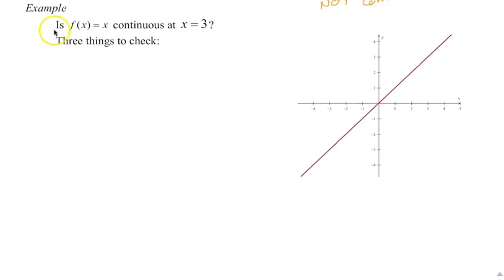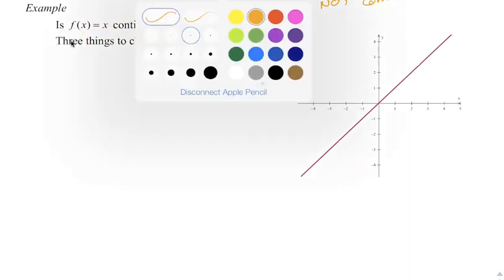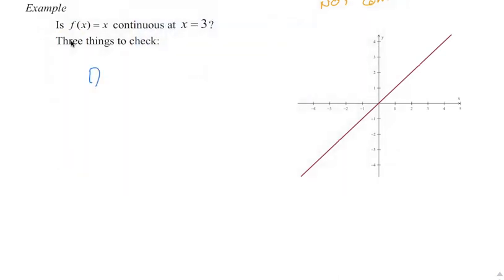So this is an example. Is f(x) equal to x continuous at the point x equals 3? So we have to check our 3 things, right? Step 1. Does f(3) exist? Well, all you have to do is plug into the function. f(3) is equal to x, so I'm just going to get 3. So yeah, it exists.